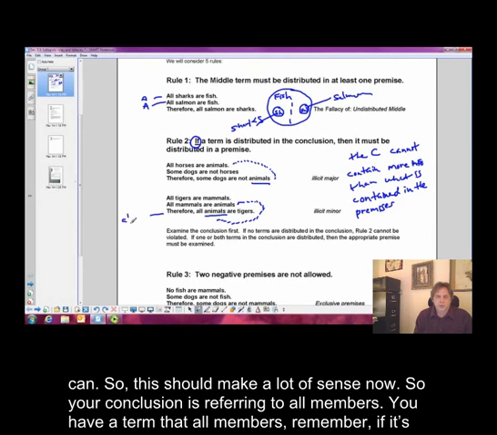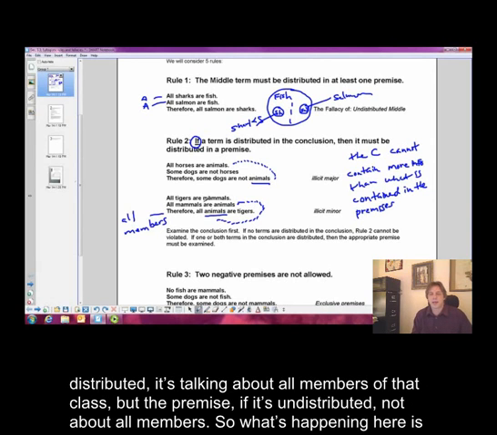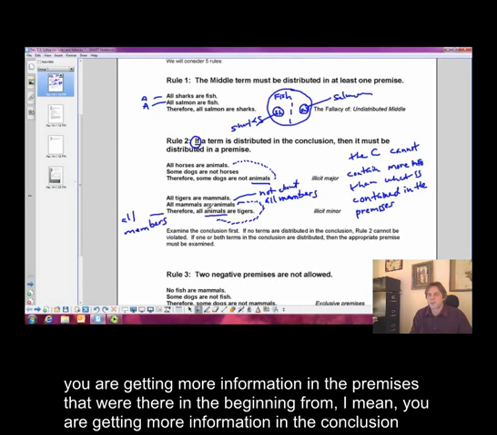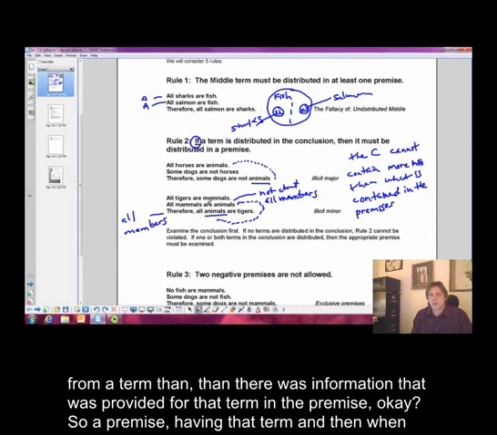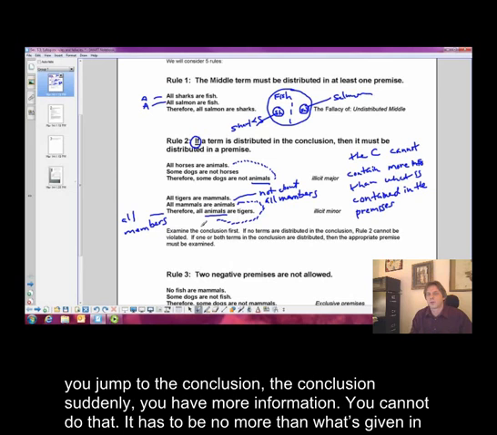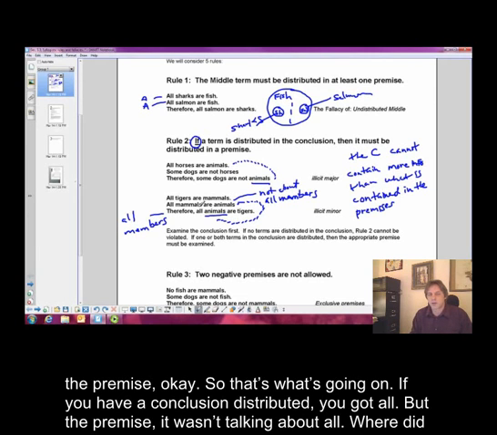So your conclusion is referring to all members. You have a term, and you remember if it's distributed, it's talking about all members of that class, but in the premise, if it's undistributed, it's not about all members. So what's happening here is you're getting more information in the conclusion from a term than there was information provided for that term in the premise. Okay? So a premise has that term, and then when you jump to the conclusion, suddenly you have more information. You cannot do that. It has to be no more than what's given in the premise. Okay? So that's what's going on.